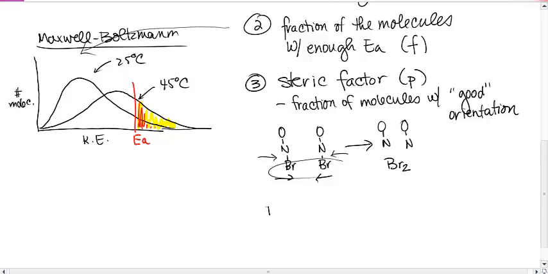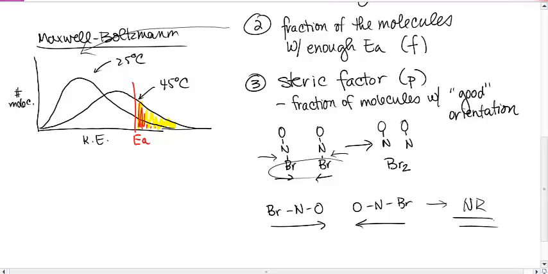But if instead we had, say, a BrNO molecule coming at another BrNO molecule like this, where the oxygens bump into each other, well, that one might result in no reaction because they weren't hitting in the right way that the bonds could break and the new bonds could form. So those would have a poor steric factor.